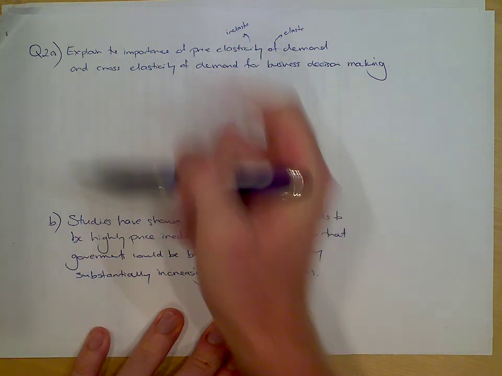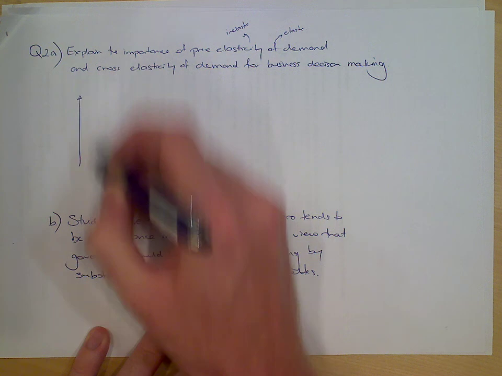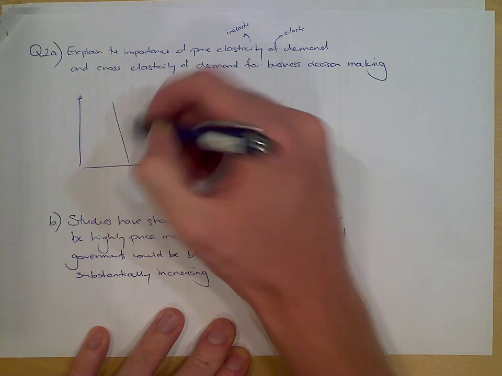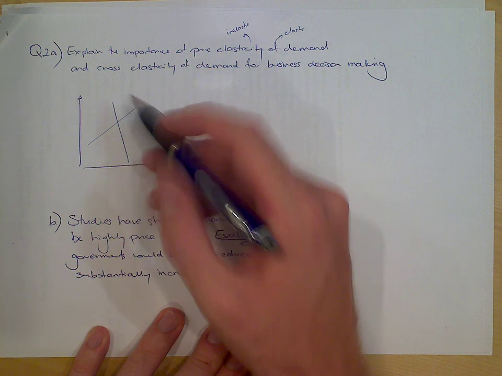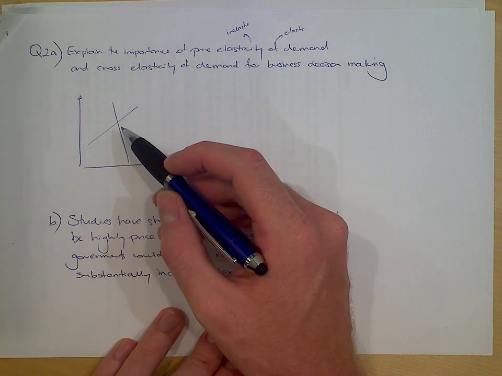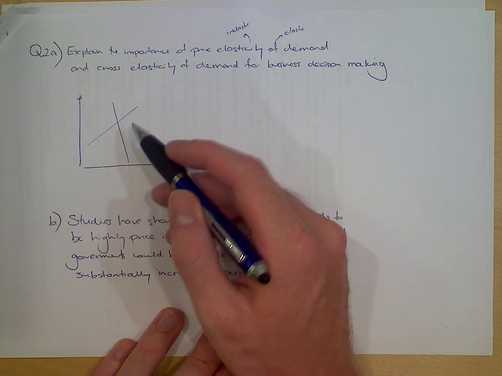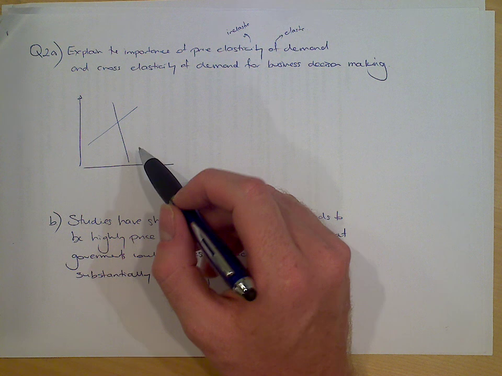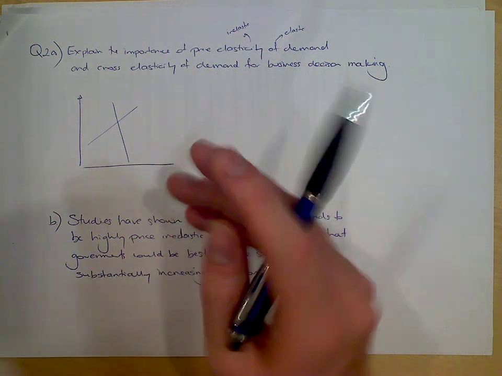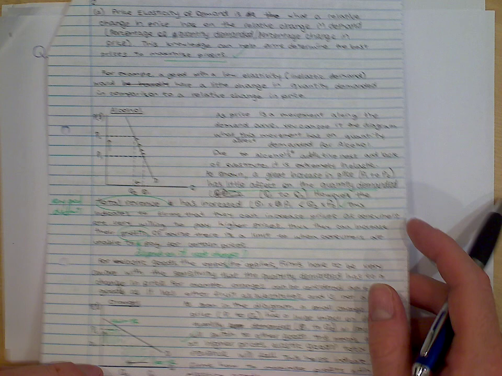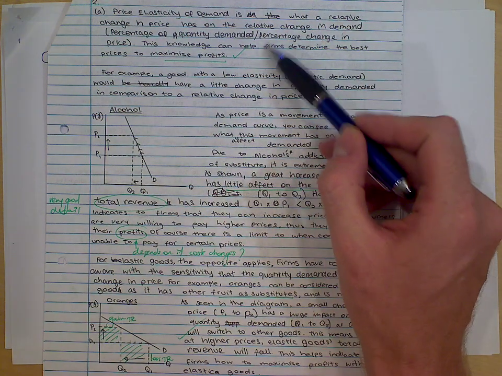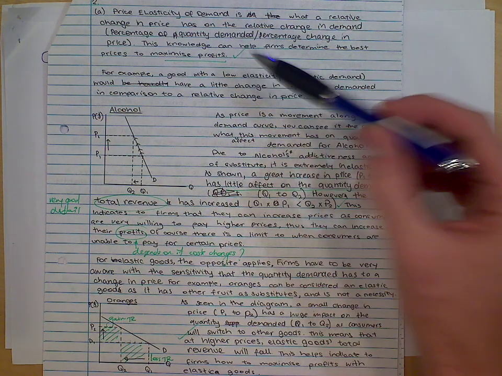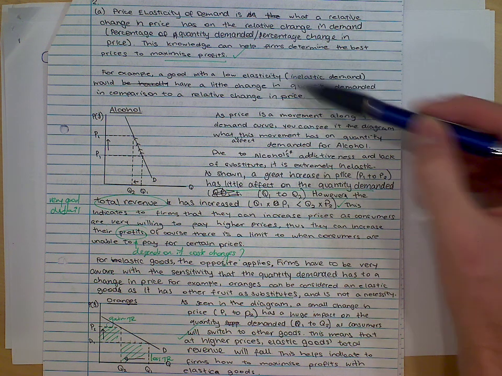So for this one, the graph tended to look a bit like this, and then you were showing what happens when you change the price. And then importantly, you do link to this idea of what's called total revenue. So just as one student's example here, a nice introduction to start, defining the formulas for inelastic demand.